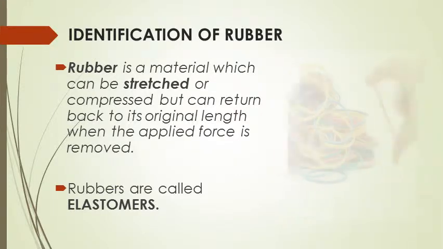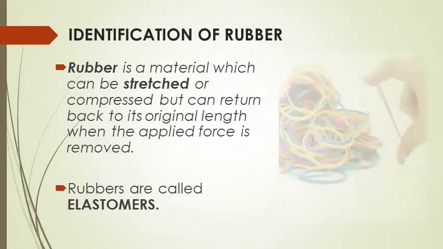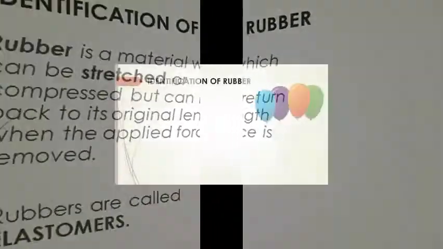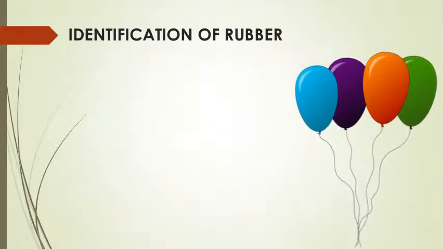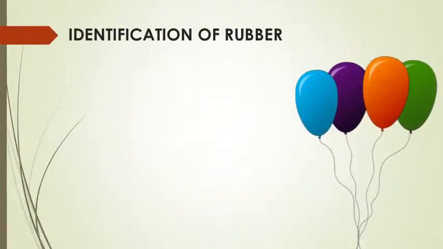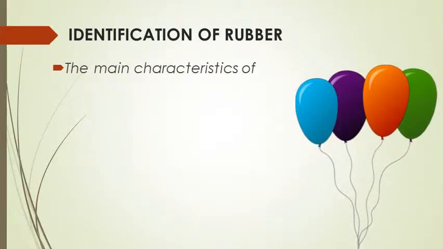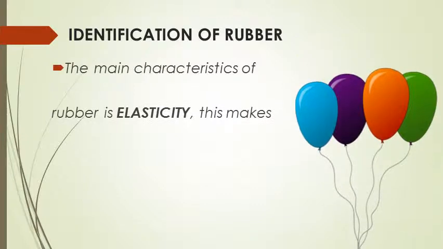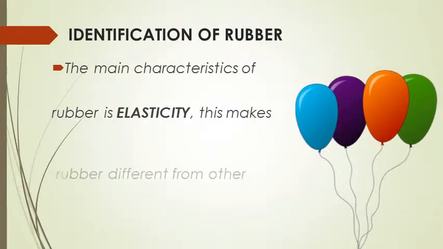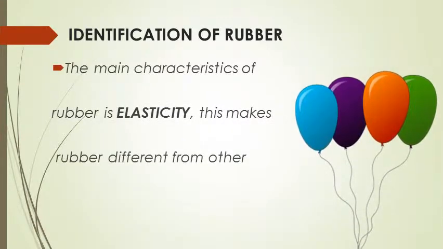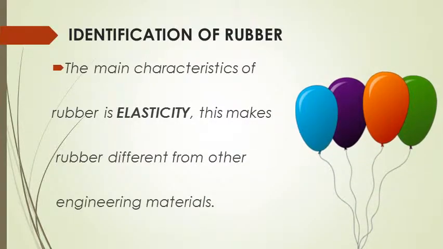Rubber is a non-metallic material. Rubbers are called elastomers. Identification of rubber. The main characteristic of rubber is elasticity. This makes rubber different from other engineering materials.